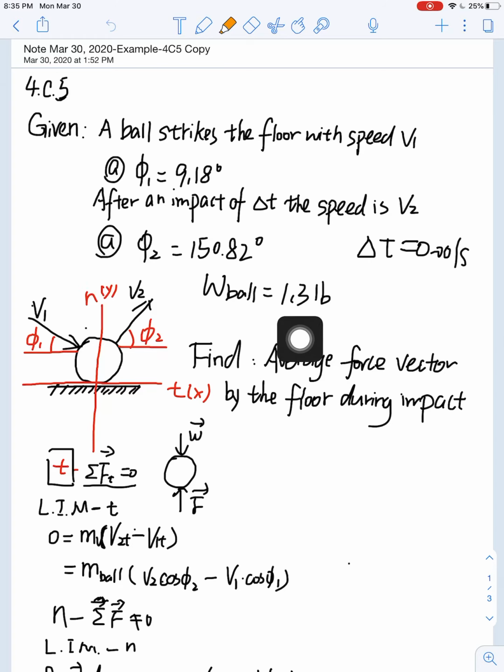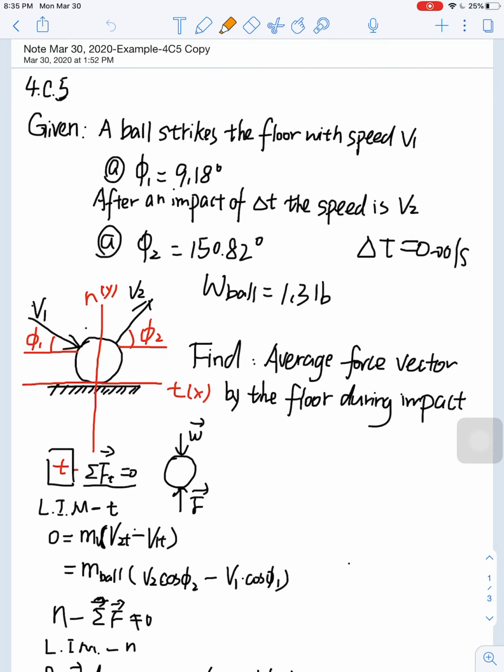And so delta t is given as 0.001 seconds, and we know the weight of the ball is 1.3 pounds. And in this problem, we want to find out what is the average force vector by the floor during the impact.